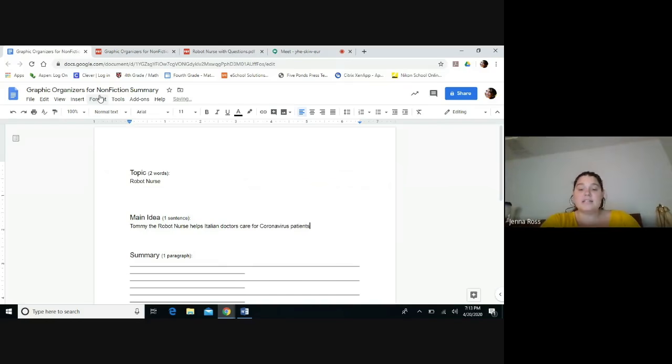And that's your sentence. Make sure you capitalize that first letter and that you put a period at the end to make sure that you have a complete sentence there. Tommy the robot nurse helps Italian doctors care for coronavirus patients. Okay, that's what the whole passage is talking about, right? So now we have our topic and our main idea.